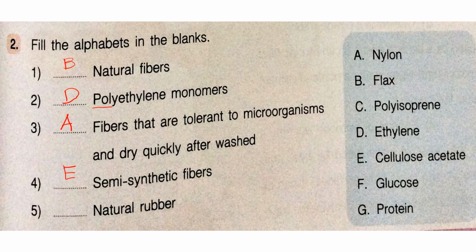And finally, we're looking for an example of your natural rubber. Natural rubber. So we are looking for letter C, which is your polyisoprene rubber.